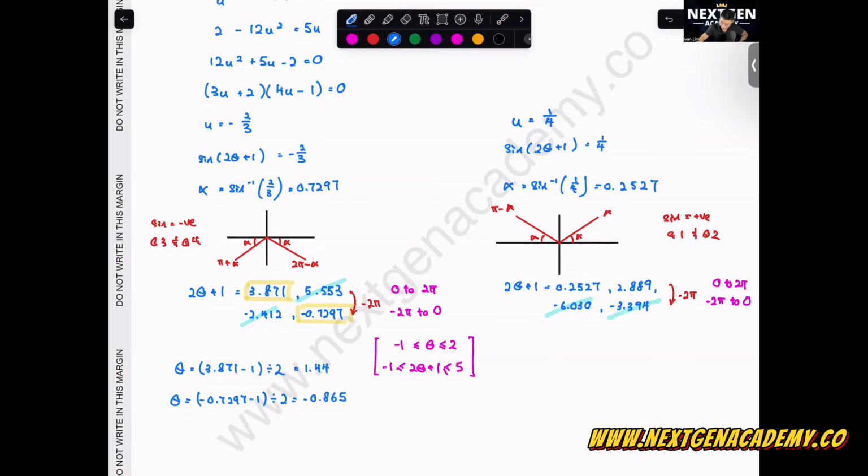Now we do the same thing. Find what is your theta value. Theta is equals to 0.2527 minus 1 divided by 2. And here is 2.889 minus 1 divided by 2. Here will be negative 0.374, 0.944. You only got 4 answers, nothing more, nothing less. This is how to get the 6 marks.